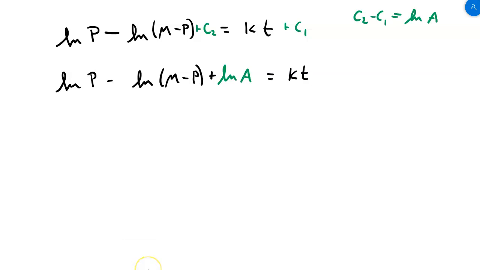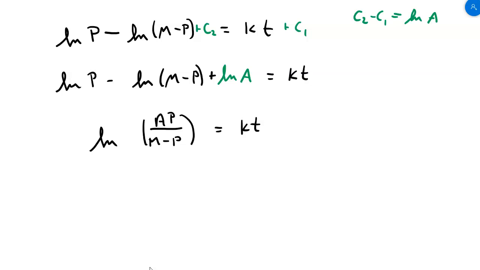What does this mean? That means the entire left-hand side can be combined into one natural log. The a and the p go on top because they're the ones with plus signs. The m minus p goes on the bottom because that was the one with the minus sign. And I end up with a kt on the other side. And now the fun begins. If it hasn't already begun, now it begins.